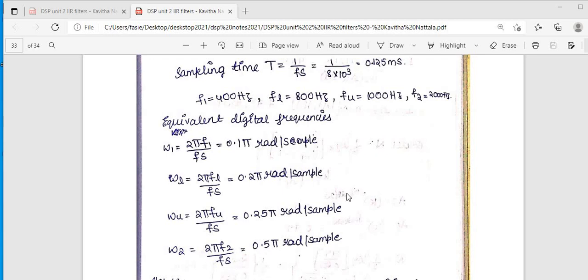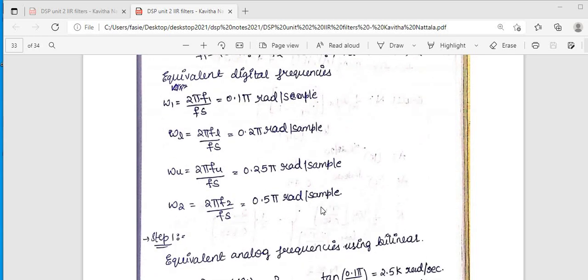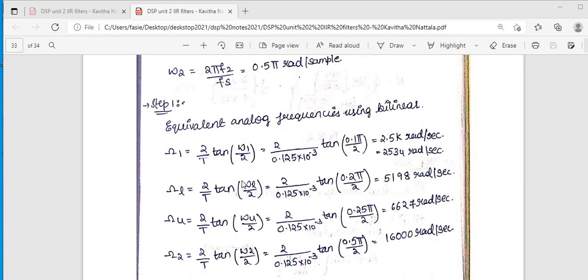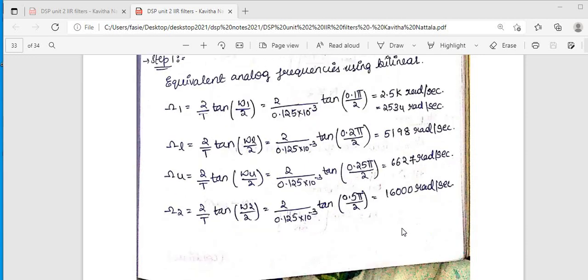These are all in samples, right? We have to write in seconds. So we use the same formula, 2 by T tan of omega 1 by 2. What is T now? 0.125 milli. The same thing we substitute for omega 1, omega L, omega u and omega 2. If you substitute all the values, from omega 1 to omega L, omega u to omega 2, we can find all the answers. Clear? Till now we found the frequencies.